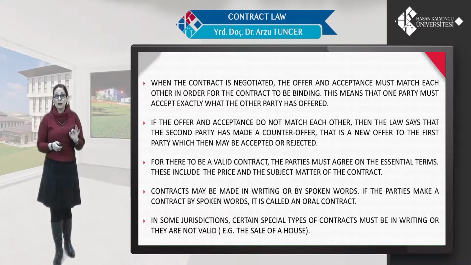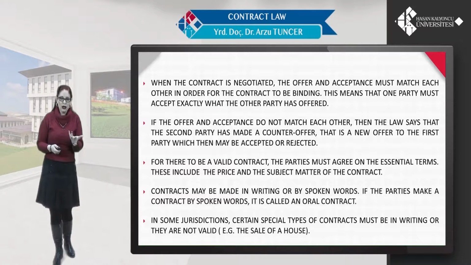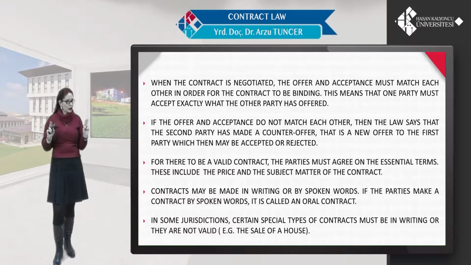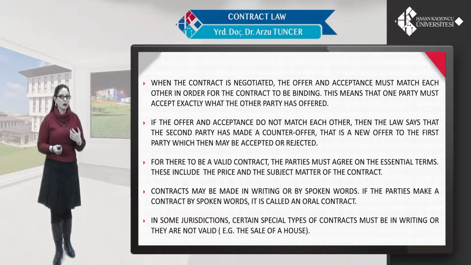Contracts may be made in writing or by spoken words. If the parties make a contract by spoken words, it's called an oral contract. In some jurisdictions, certain special types of contracts must be in writing or they are not valid. For instance, I can give an example as in the sale of a house.